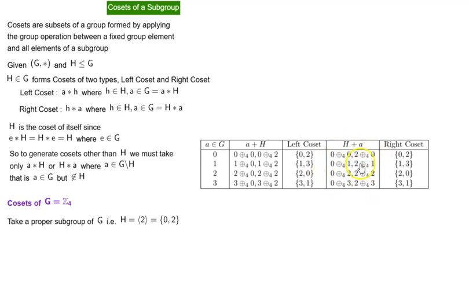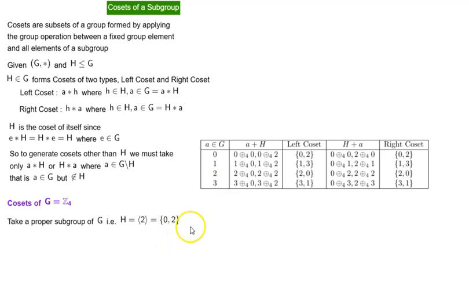Now we repeat the same exercise. The only thing is we take the group element on the right. So we have 0 plus 0, 2 plus 0. Then we have 0 plus 1 and 2 plus 1. Then we have 0 plus 2, 2 plus 2.